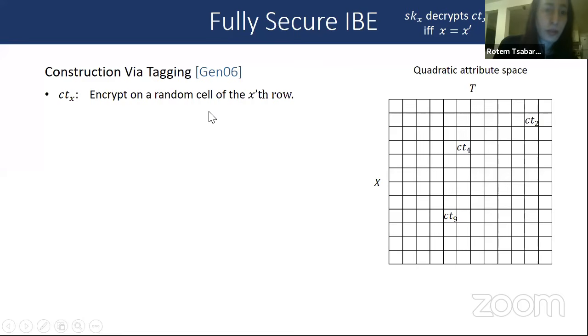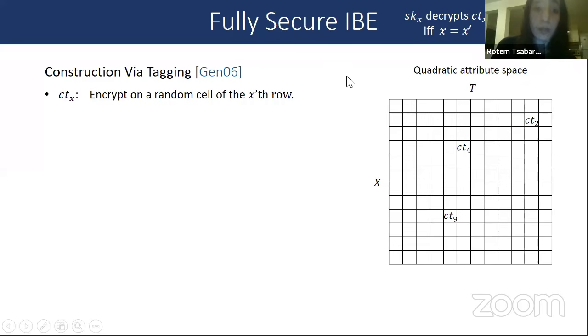Okay, so why is this useful? Assume now that we want to encrypt a ciphertext for some attribute X. We first go to the row of this X, and then we randomly choose one of the columns, and we generate the ciphertext according to the resulting attribute. So the attribute now will be the actual X for which you want to encrypt, and additionally a random tag, which corresponds to a random column.